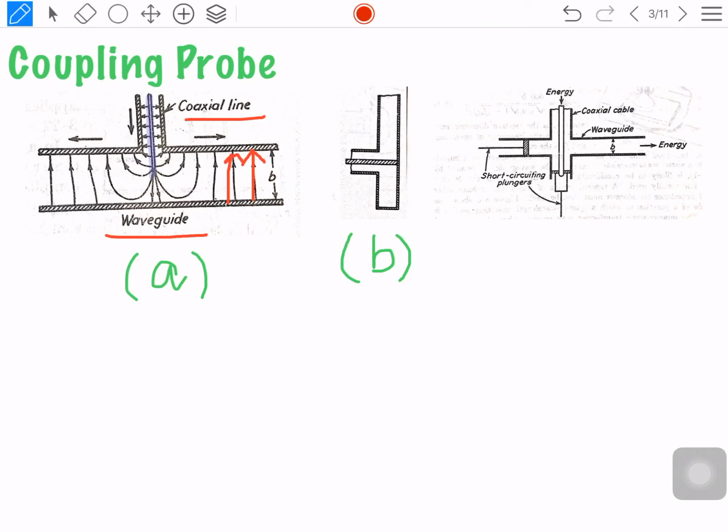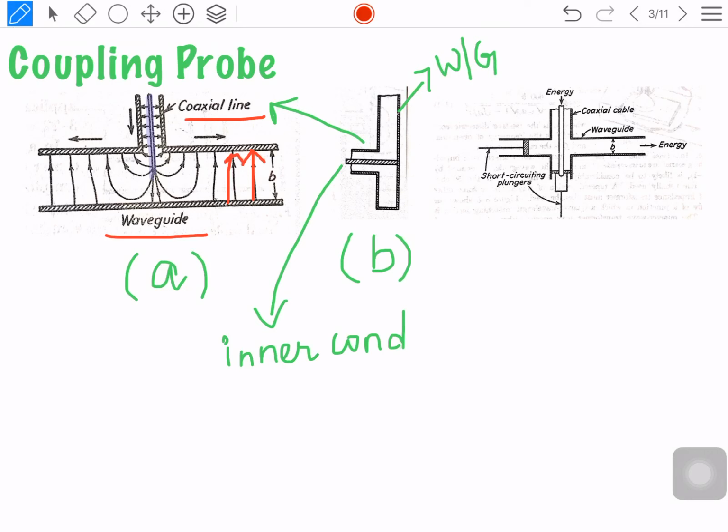In figure B, this part is a waveguide and this part is a coaxial line, and this is the inner conductor. This hashed line is the inner conductor. This inner conductor is extended across the waveguide and terminated on the far wall of the waveguide. This gives a rigid support in the coupling mechanism.